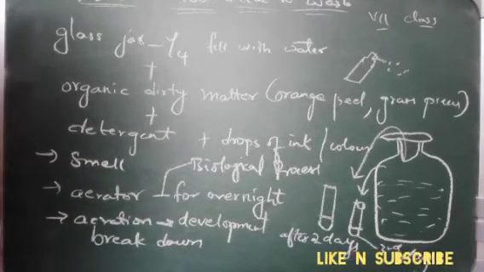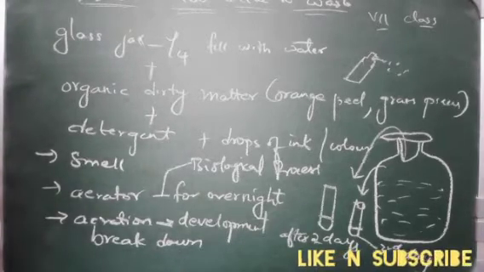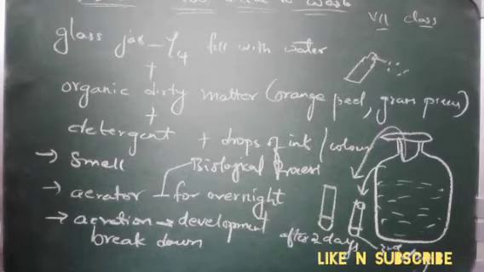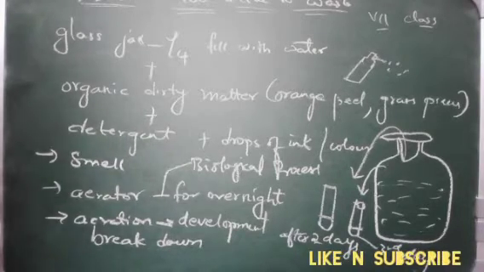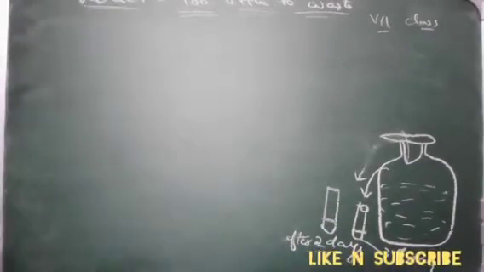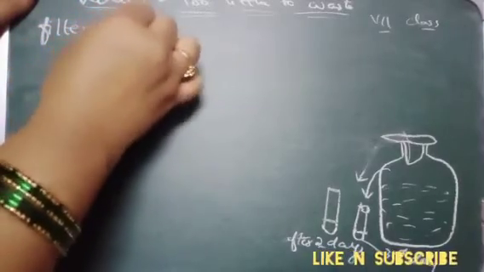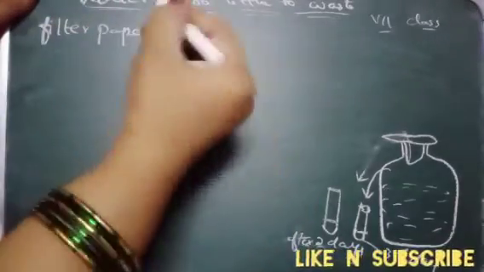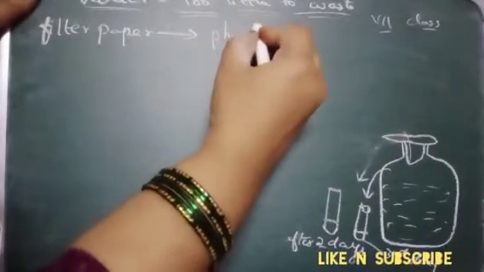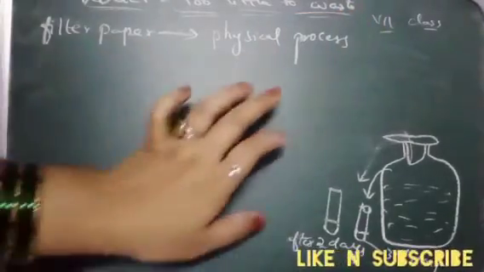Then this process is called what? Physical process. That means we are using physical methods. We are using filter paper to filter out the sand, salt and other dust particles. So that process is called the physical process.